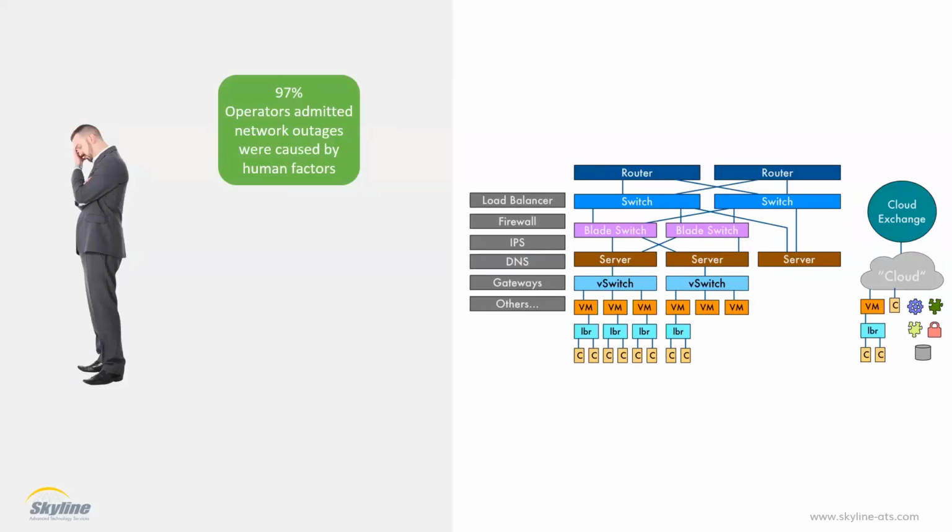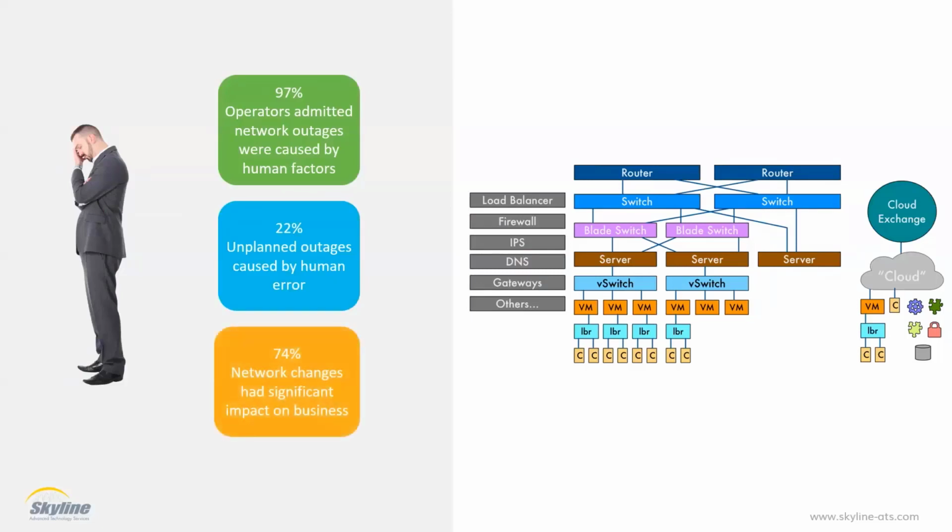And so there was a poll that was taken. And what they found out was, 97% of operators admitted that network outages were caused by human factor. So humans cause 97% of the network outages, whether it would be a misconfiguration that was done. 22% of unplanned outages was caused by human error, and 74% of network changes had significant impacts on the business.